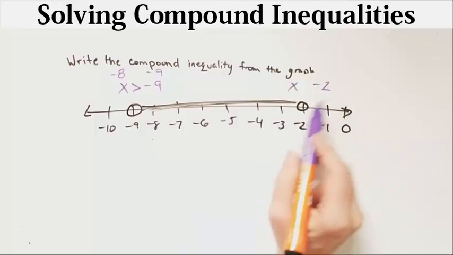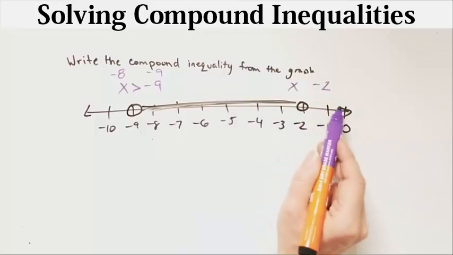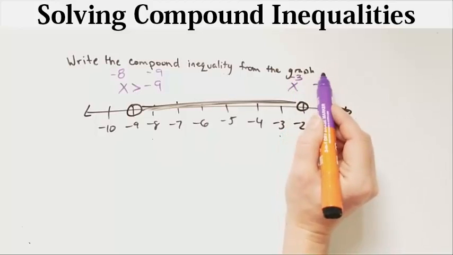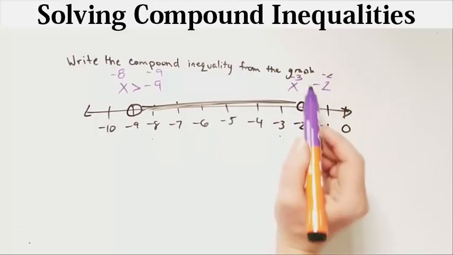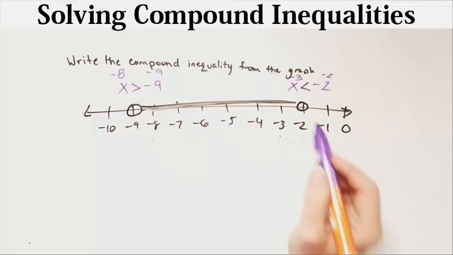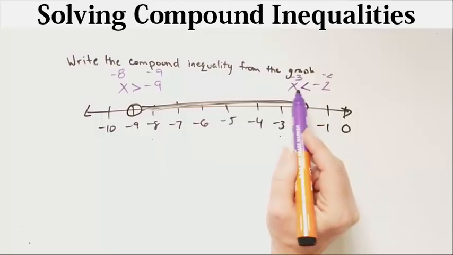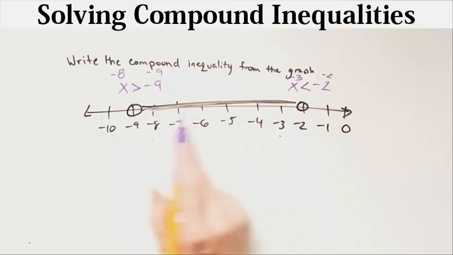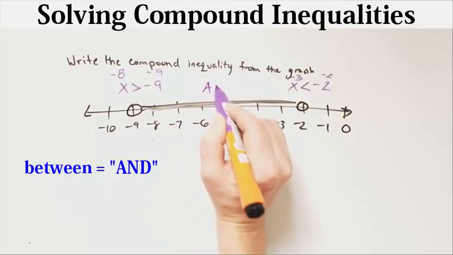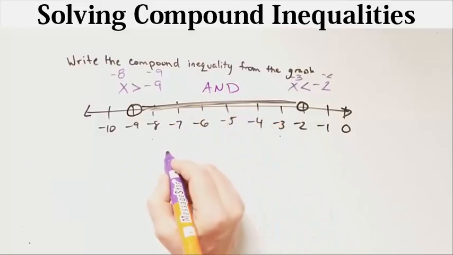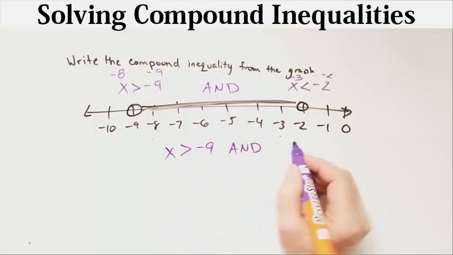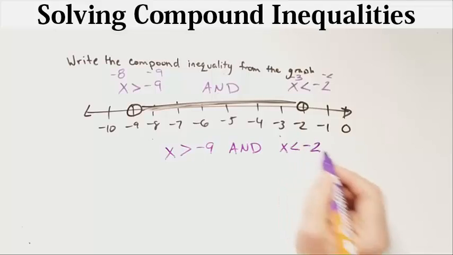The other problem, there's no shading over here, so that's not an answer. -3 was one of the answers. So we are comparing -3 to the number -2. -3 is tinier than -2, so I need the tinier than symbol. Not colored in, so it's not equal to. So x is less than -2. The shading's in between, which means it has to work for both of them. So it's an and problem. So I have x is greater than -9 and x is less than -2.